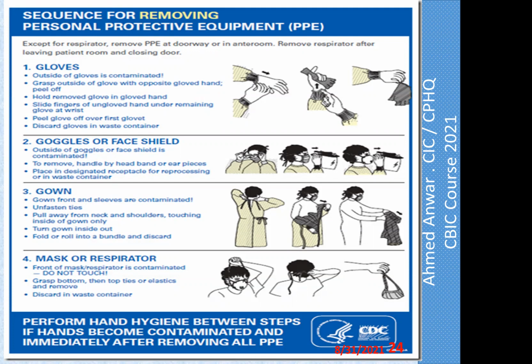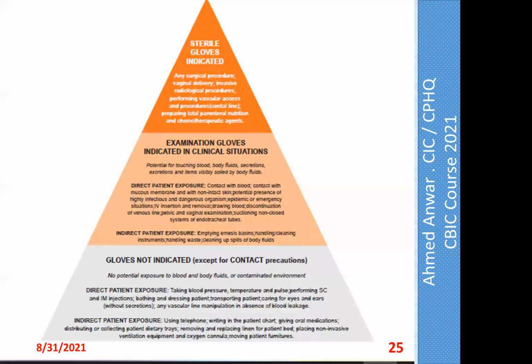All PPE is discarded in the patient room, except the mask, which will be discarded outside the patient room. Also, all PPE will be donned in the ante-room, not inside the patient room or outside, but in the ante-room. And this is the pyramid of glove use. We have sterile gloves, we have cleaning gloves, and we have some procedures that do not need any gloves.